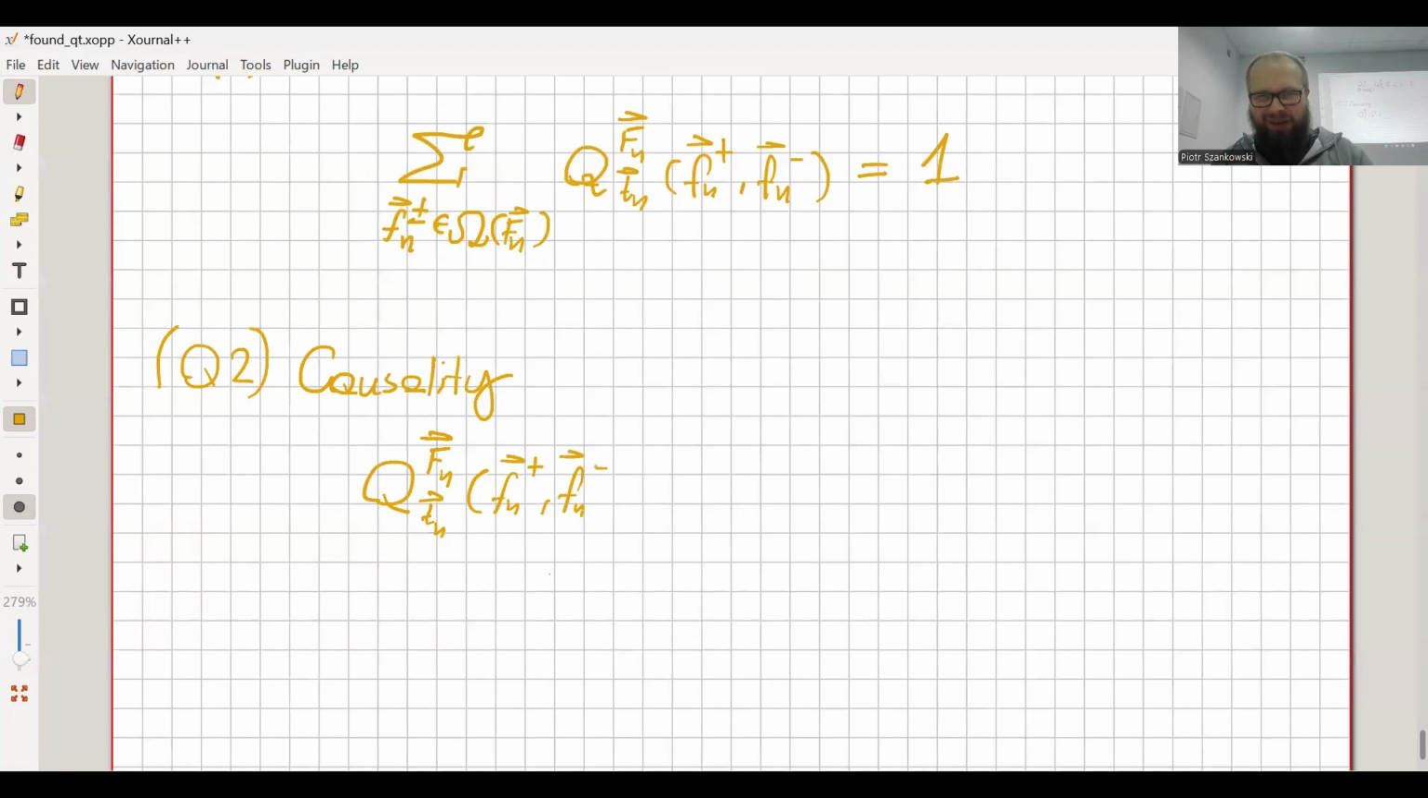First phenomenological observation. And the causality property, I think the easiest way to write it is that Q is proportional to delta of Fn plus and Fn minus, which are vectors. So we have two sequences, but the end arguments of the sequences meet at the end. Or in other words, if you take Q of two sequences where they don't meet, it's 0. So this is how you can write it.